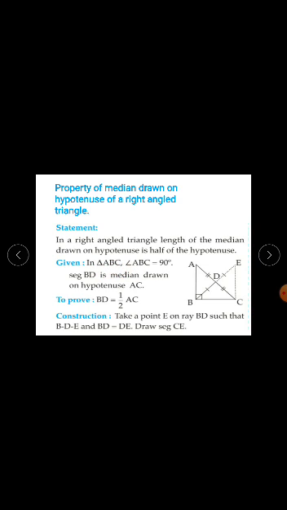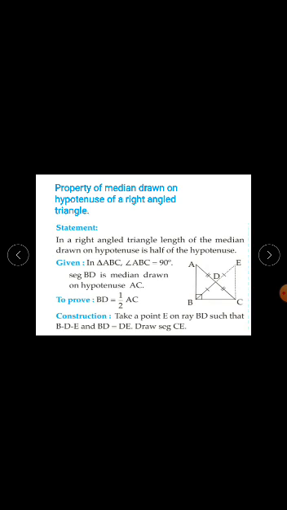So in triangle ABC, angle ABC is equal to 90 degrees. Seg BD is the median drawn on hypotenuse AC. To prove: BD is half of AC. In a right angle triangle, the length of the median drawn on the hypotenuse is half of the hypotenuse.